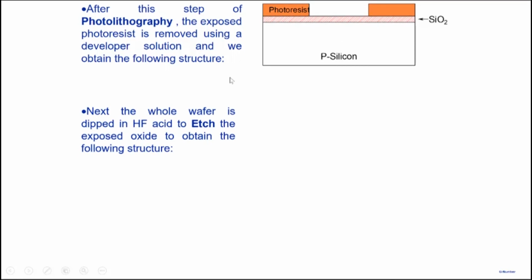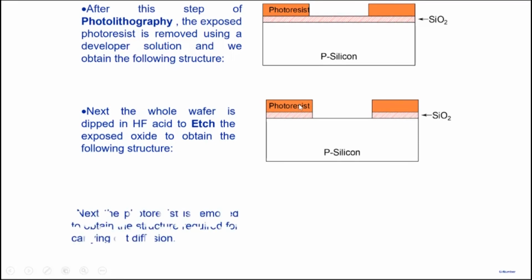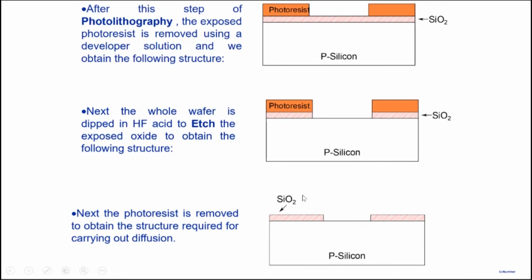Next, we can dip the whole wafer in hydrofluoric acid. HF acid etches the silicon dioxide. So we can remove the silicon dioxide from this particular place. And then we can dip it in another solvent and remove the photoresist. So thereby we have created a window here. We have silicon dioxide covering the surface here, and silicon dioxide covering the surface here. Here the surface is exposed.